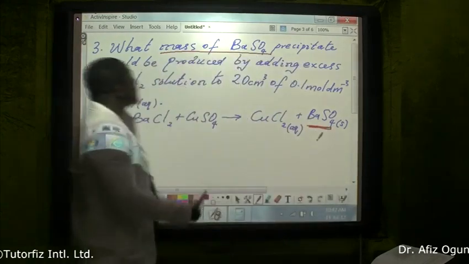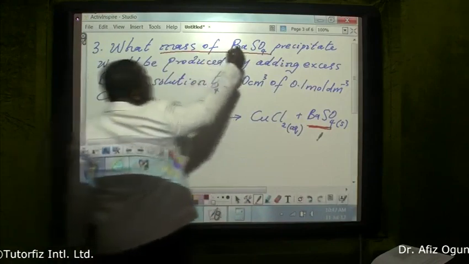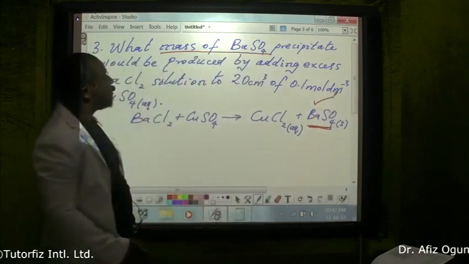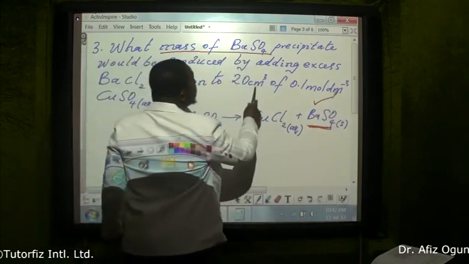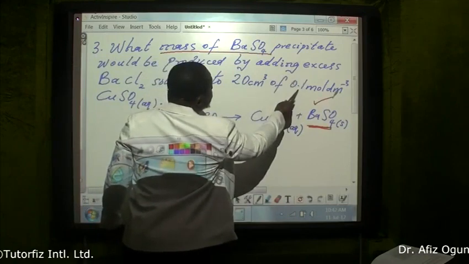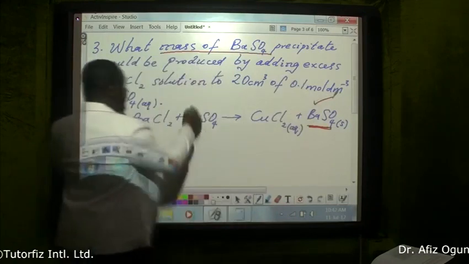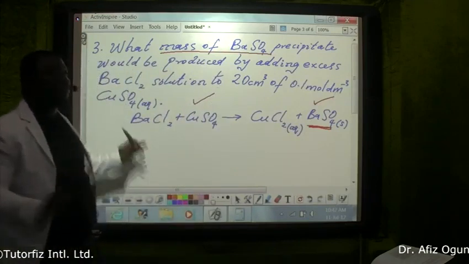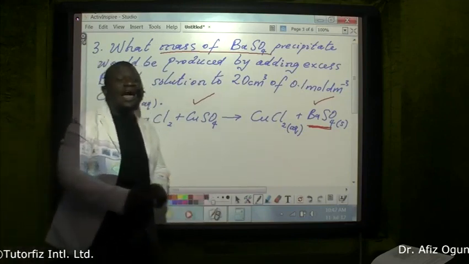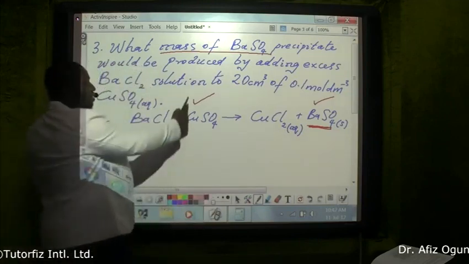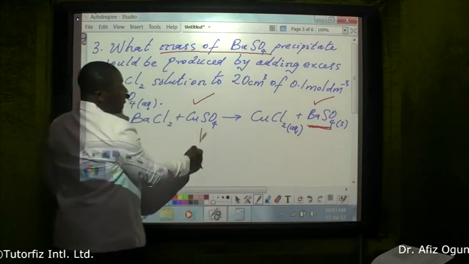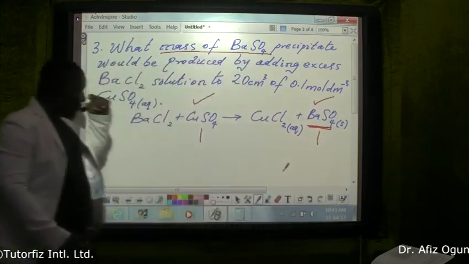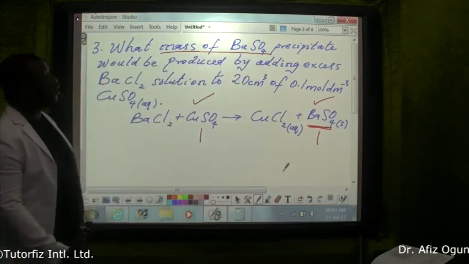Now, what are you interested in? You are looking for barium sulfate. What are you given? You have been given 20 cm³ of 0.1 mol/dm³ copper sulfate. You are interested in only these two species. And what is their ratio? This one is 1, and this one has nothing written, so it is 1. x and 1x mean the same thing in mathematics, as I told you earlier. So the ratio is 1 to 1.